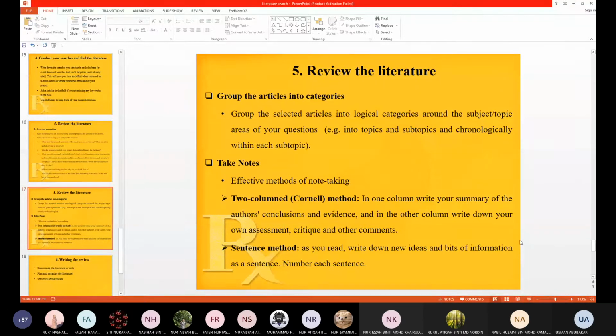Another way is by taking notes. Usually there are more than two approaches, but for the purpose of this lecture, I've listed just two. One of which is the use of two columns. Two columns means you have the author's column and your own column. The author's column is a summary of what you think the author has done, in your own words, like you are describing the same thing using different words. And then your own column is where you write down your own assessments, any kind of criticism that you have about the study, about the findings, and about the conclusion.